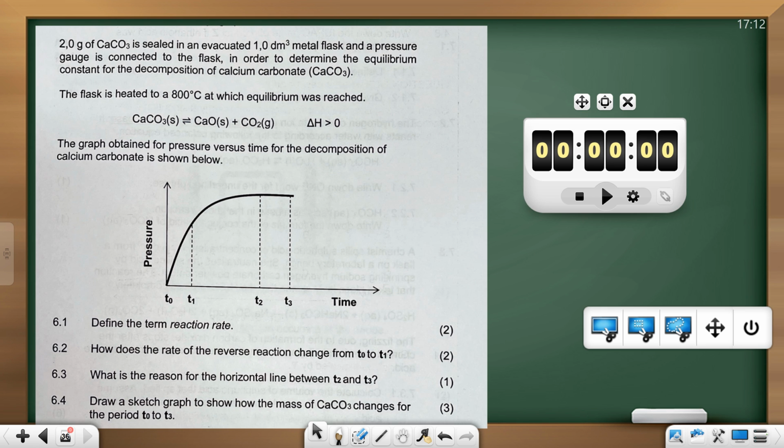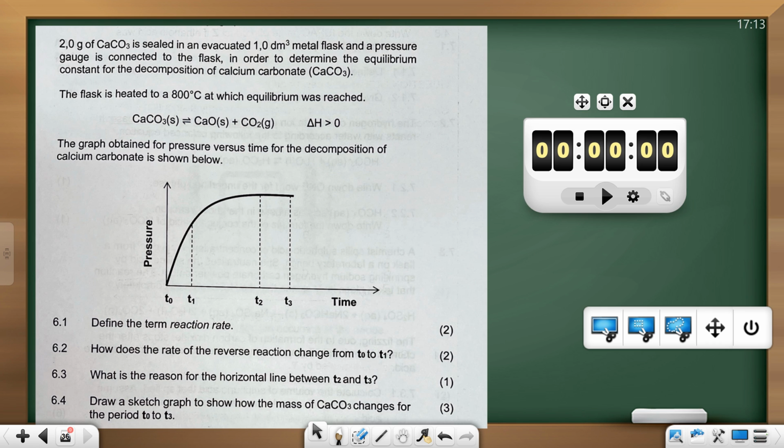Guys, it's as simple as that. So homogeneous means it is the same. Hetero means it is different. So in this case, what is it? Heterogeneous. Come, let's move. The graph obtained for pressure versus volume is given as that.